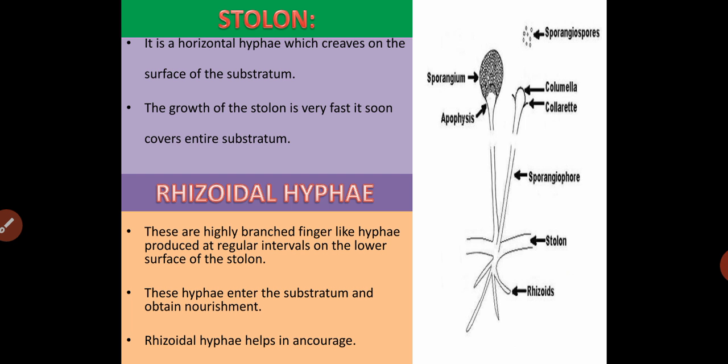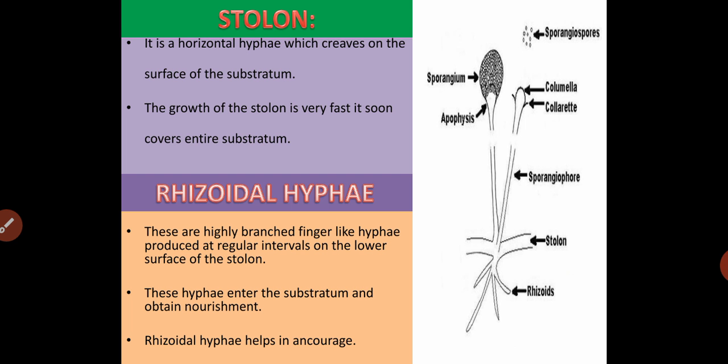This is the stolon. Stolon is the horizontal hyphae which creeps on the surface of the substratum. The growth of the stolon is very fast. It soon covers the entire substratum. Rhizoidal hyphae are highly branched finger-like hyphae produced at regular intervals on the lower surface of the stolon. These hyphae enter the substratum and obtain nourishment. Rhizoidal hyphae help in anchorage. Rhizoidal hyphae behave as roots, whereas the stolon behaves as the stem in angiosperm plants.